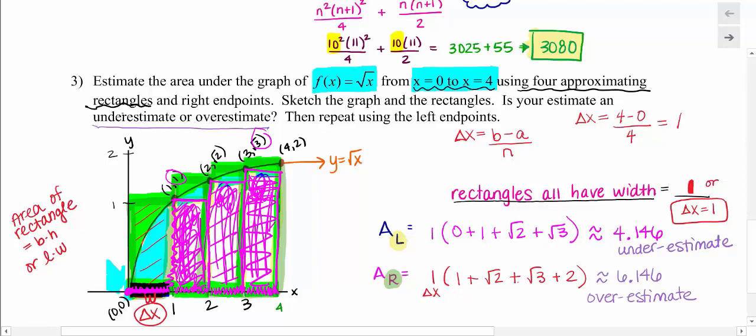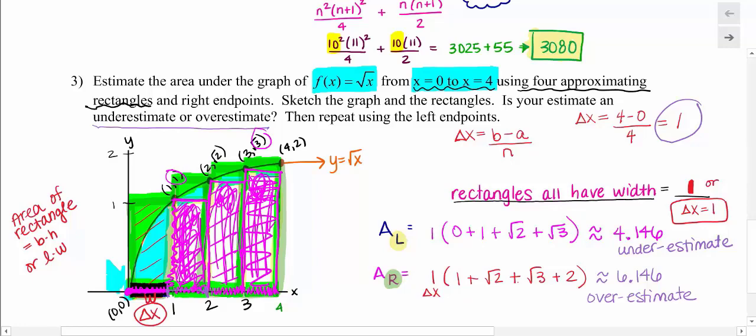So we actually did everything in the problem. Let's reread it and make sure you understand what we did. Estimate the area under the graph of f of x equals square root of x, and then it's going to tell us how to do that. From x equals 0 to x equals 4, so we drew it. Label your points using 4 approximating rectangles. This delta x told us how far our x's needed to be separated out. Sketch the graph and the rectangles. We did that. Is your estimate an underestimate or overestimate? And then repeat using the left endpoints. So we have done all of that.